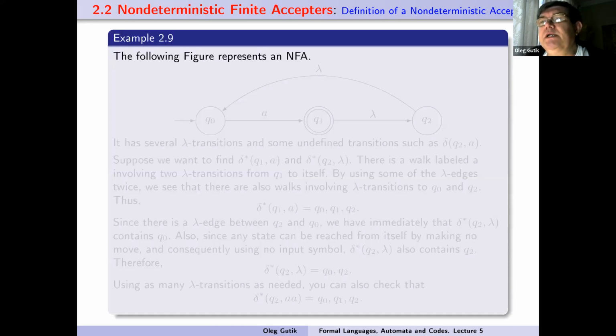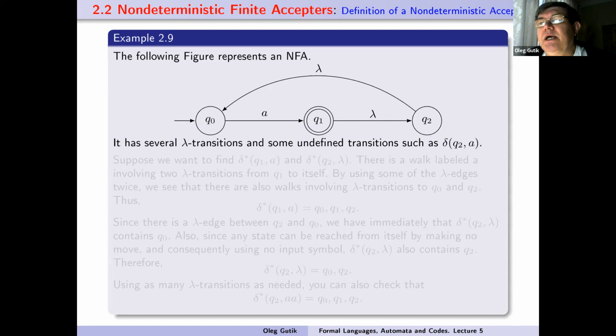Example: the following figure represents a non-deterministic finite acceptor. It has several lambda transitions and some undefined transitions, such as delta of Q2, a. Q0 is the input state, Q1 is the output state.